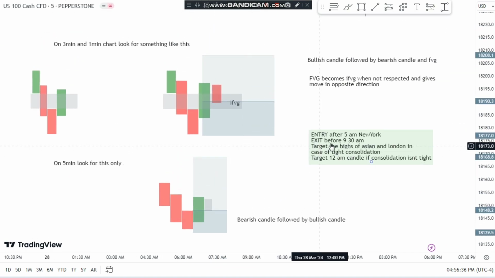So the entry should be after 5 a.m. New York time. The exit should be before 9:30 a.m. New York time. Now what do you have to target? You have to target the highs of the Asian and the London kill zone in case of tight consolidation. I'm going to explain in a moment what tight consolidation is. And in case there is no tight consolidation, you have to target the 12 a.m.